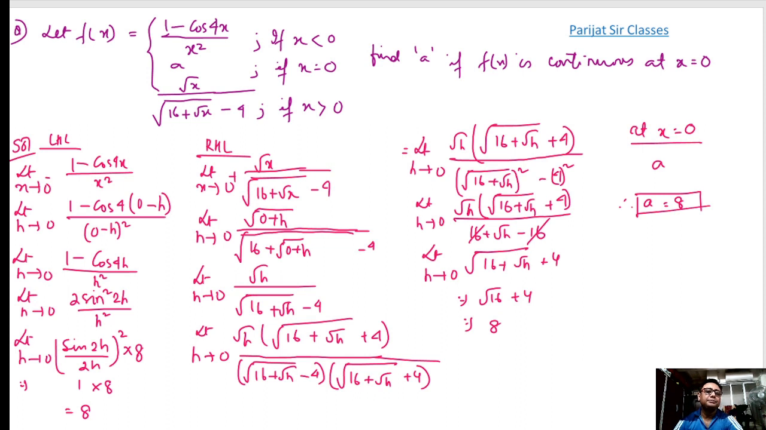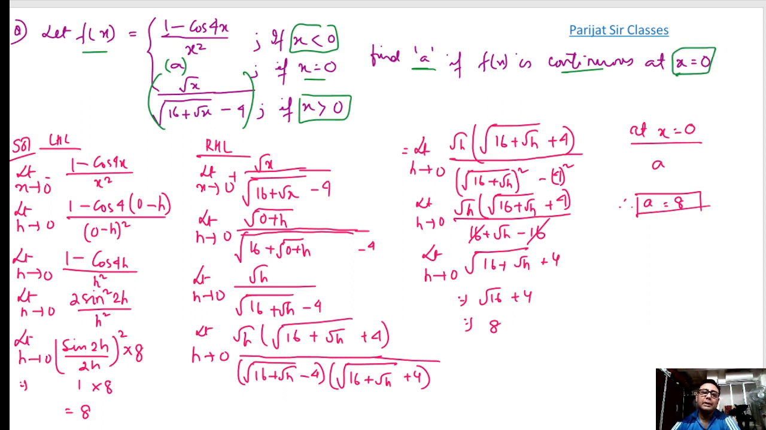Let's see the next sum. This is a function given: (1 minus cos 4x) by x square if x is less than 0. For x greater than 0 I will choose this function, and at x equal to 0 I will choose this function. Clear? So let's see. They are telling to find the value of a if f(x) is continuous at x equal to 0.